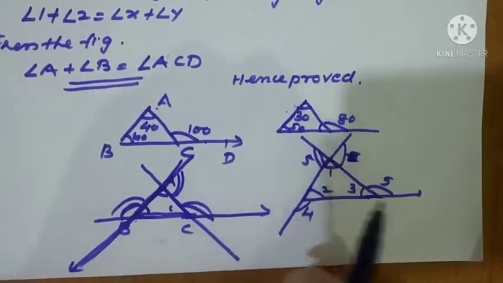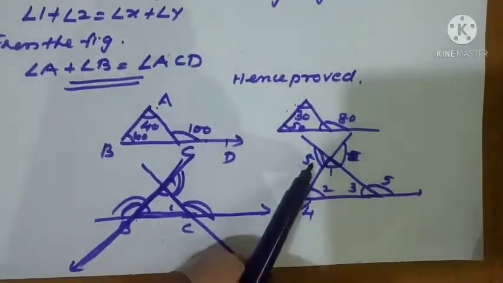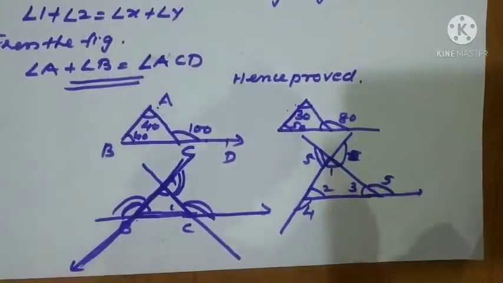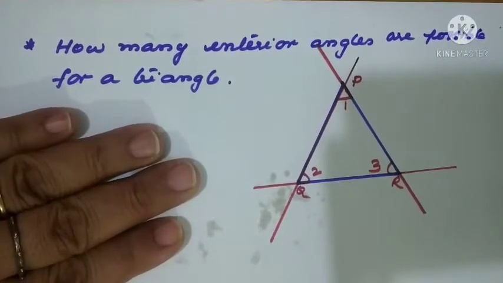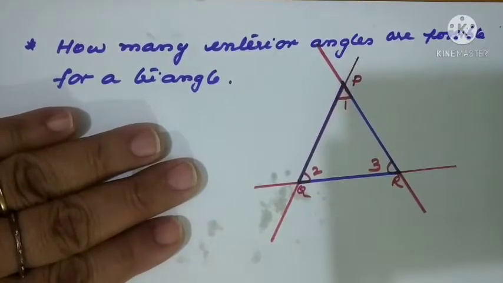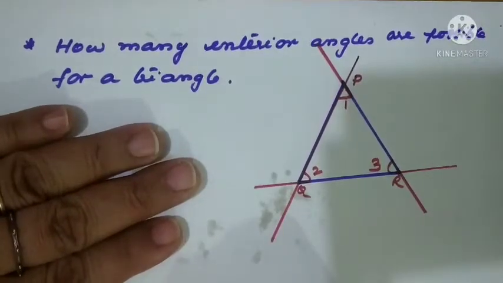So vertically opposite angle only. Right, so like that, 3 sides are extended and I can form the 3 exterior angles only. How many exterior angles are possible for a triangle? Actually, how many exterior angles are possible, we can say that is 6. Let us see that one.